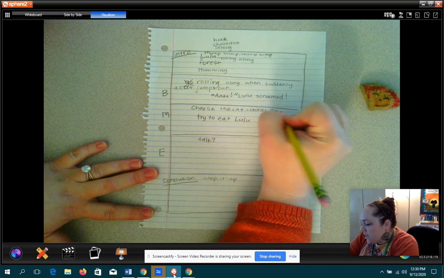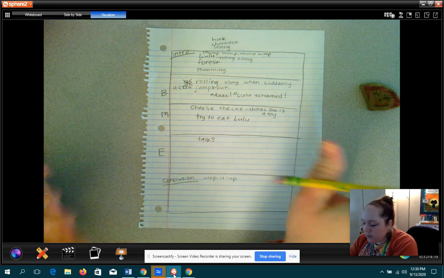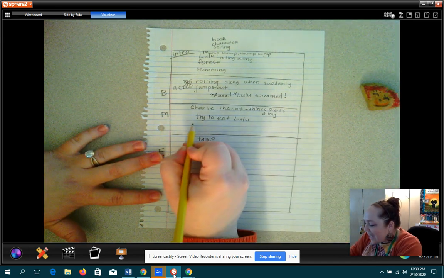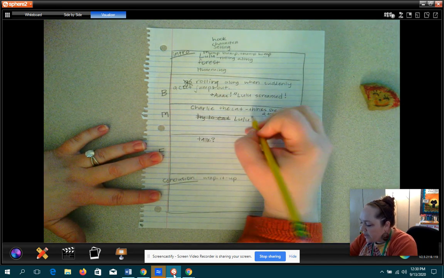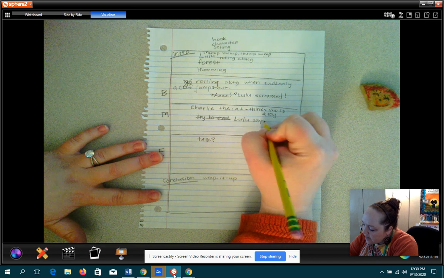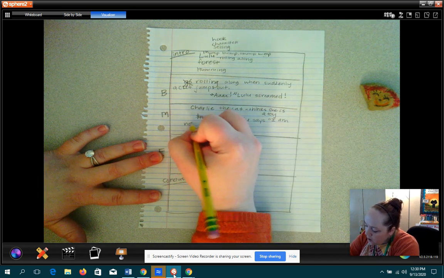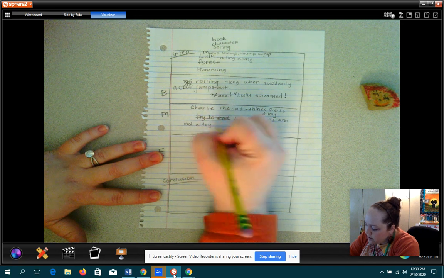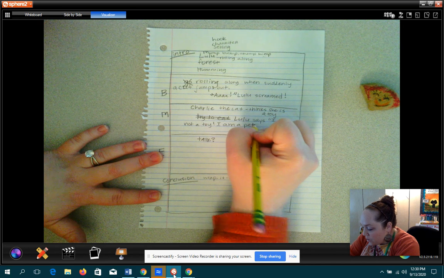Charlie the cat thinks she is a toy. Maybe he'll say something later when I start writing my rough draft. I'm not sure yet. And so instead of trying to eat Lulu, he thinks she's a toy. Lulu says, "I am not a toy. I am a pet rock."